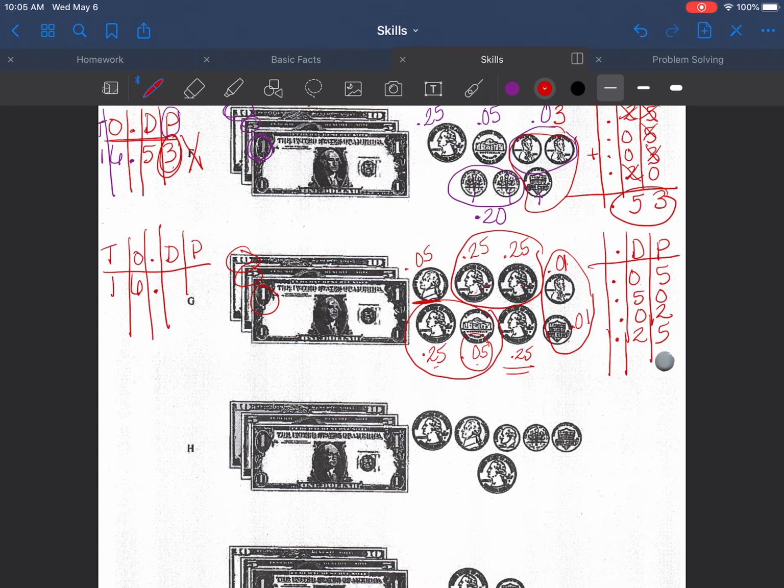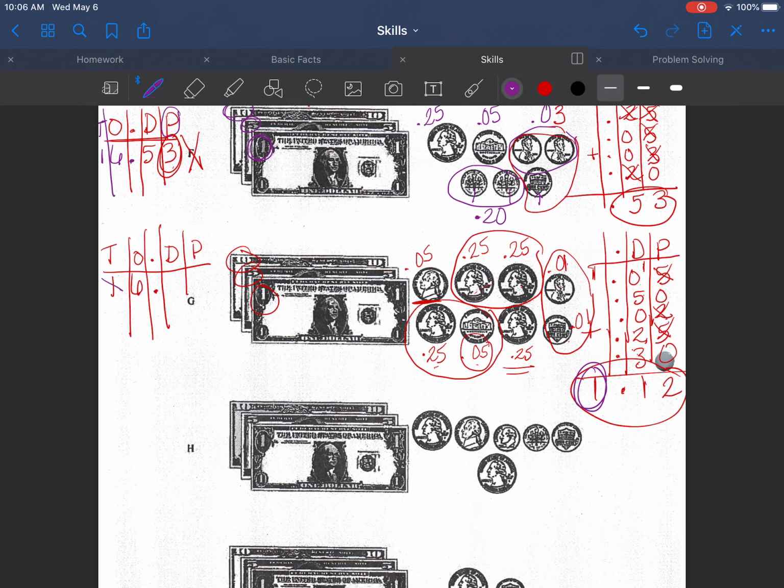A quarter, 25. We have a nickel, 5, and then another quarter. I can actually combine these two. 25 plus 5 is actually 30 cents. So 5 plus 5 is 10, and 2 is 12. 5 plus 1 is 6, 7, 8, 9, 10, 11.